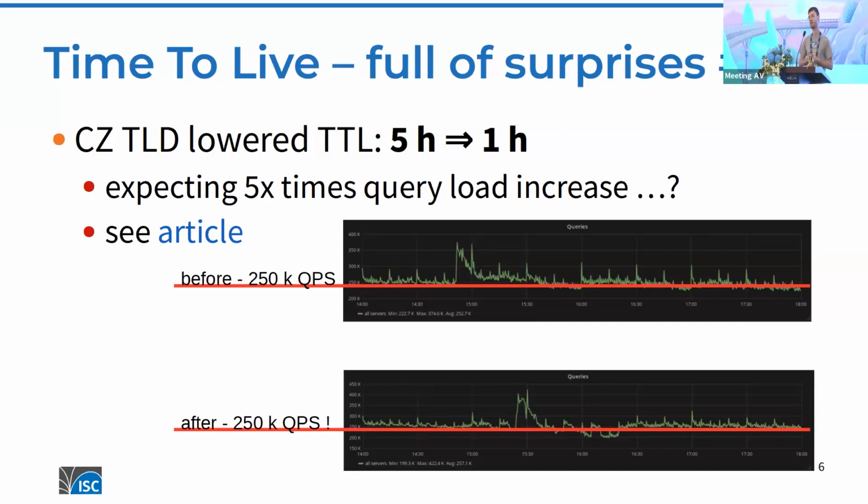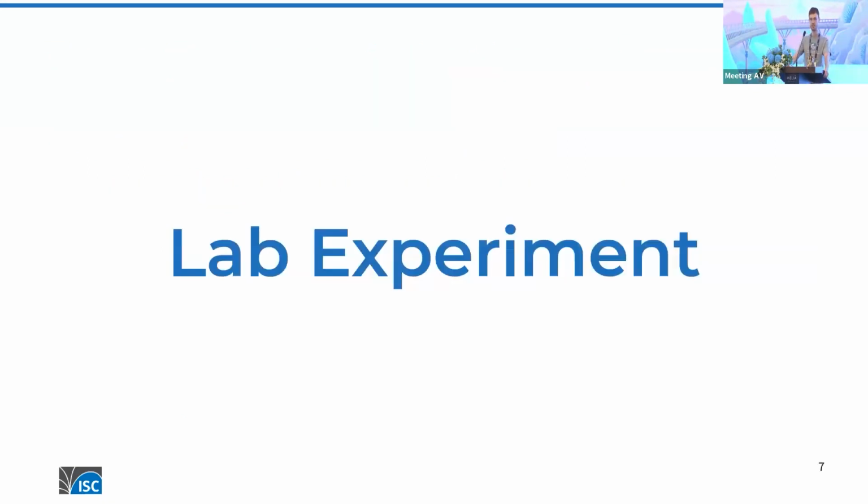But CZ.NIC, as yet another example, went from 5 hours at the beginning to 1 hour, and it was a couple of years back. So now we can tell that it didn't make any change whatsoever on the query rates seen on the authoritative side. If you click on the link in the slide again, it will get you to their article. If you look closely at the slides, you can see for yourself that the numbers didn't change. That was the past experience, which tells us that going from 2 days to 1 hour doesn't really change anything on the authoritative server, which is, I would say, at least counterintuitive.